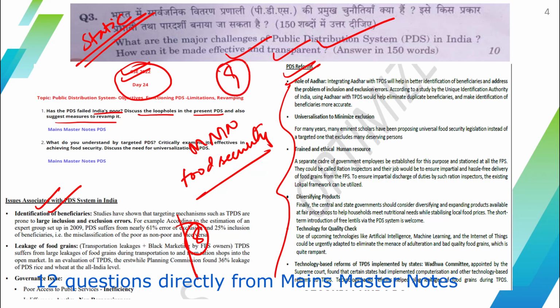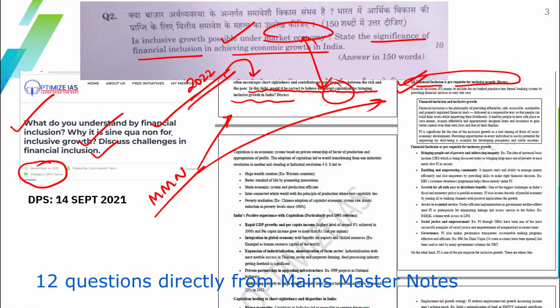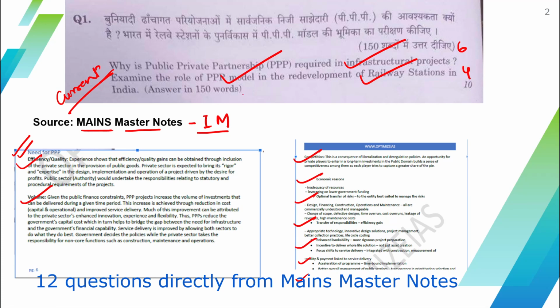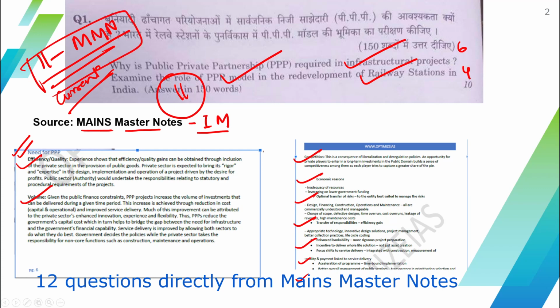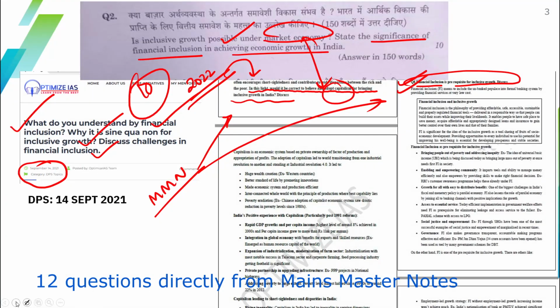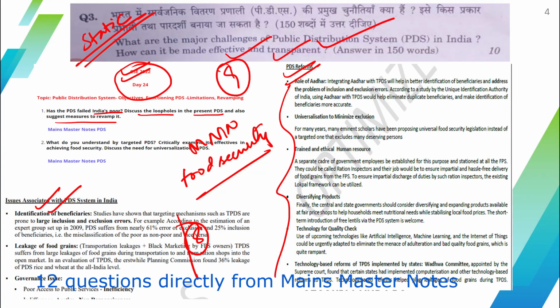Mains master notes 9 question, PDS, food security, they are directly from the mains master notes, question number 9. Then you see again this 10 question, inclusive growth, and you see 11th question also. So 11 questions, the first question also is directly from the mains master notes. 11 questions directly from the mains master notes. Directly means directly word to word. Not even you have to change the language. Why PPP? You can see directly. Challenges in PDS, reforms in PDS. So 11 questions directly from there.